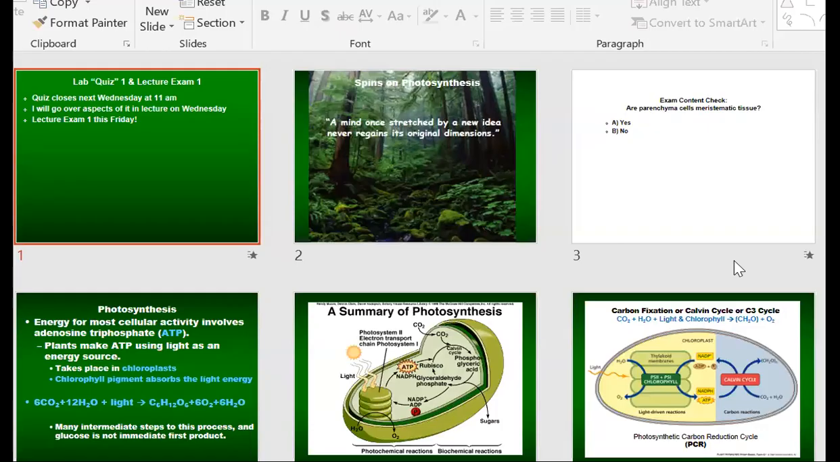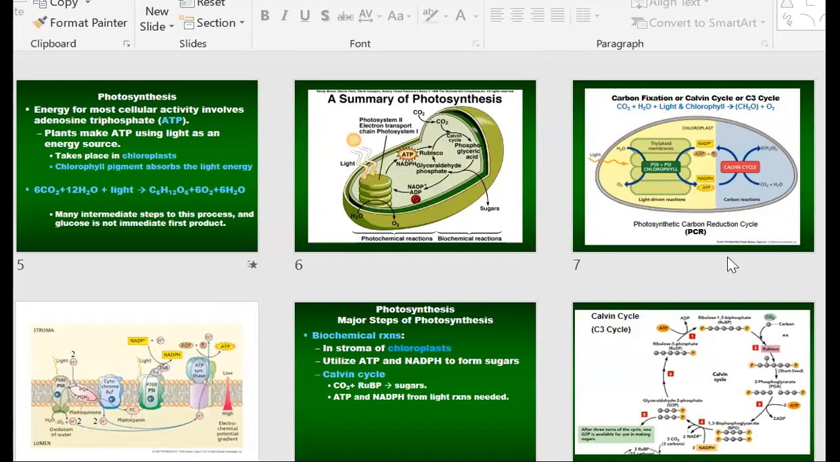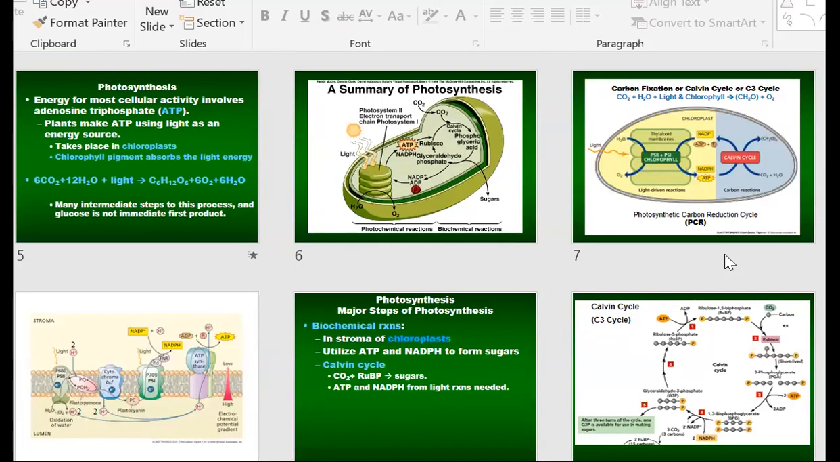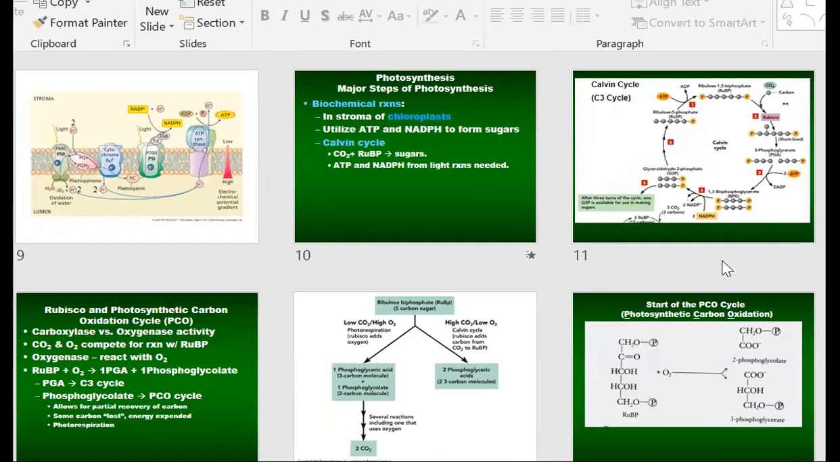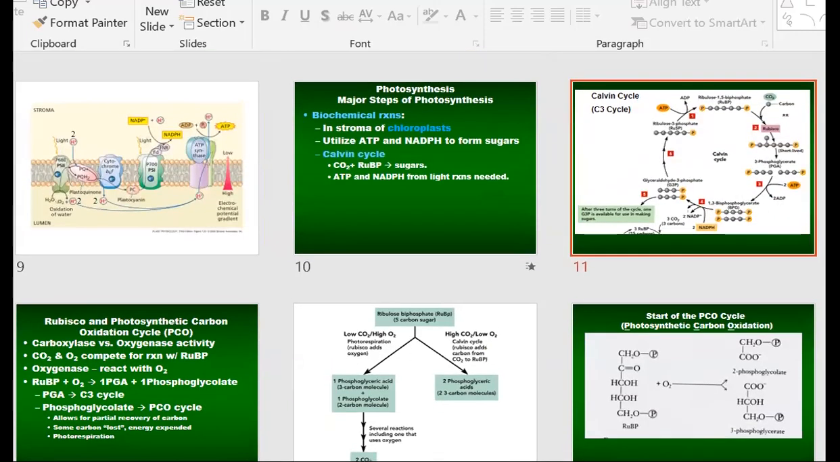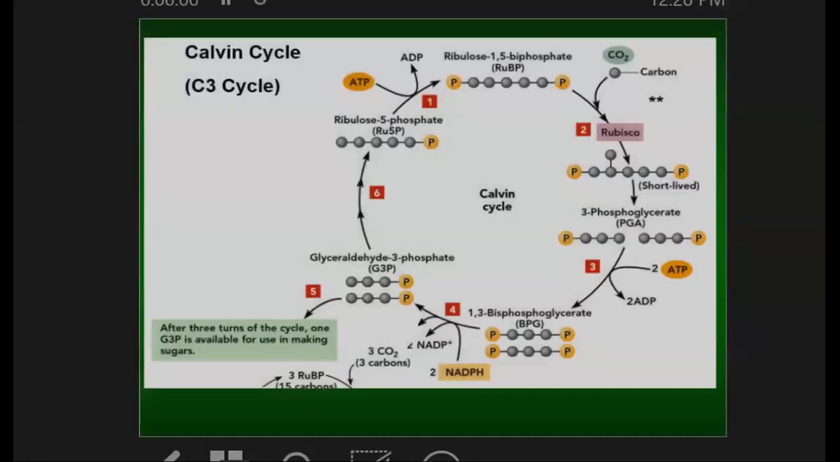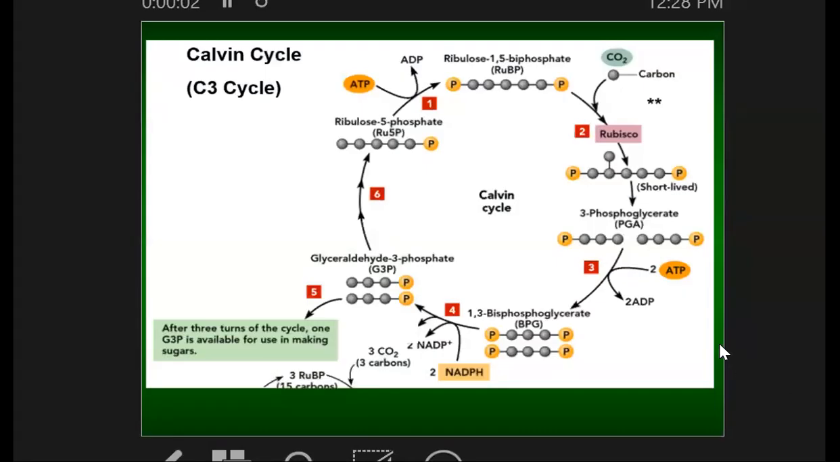Photosynthesis. All right, so we have worked through the light reaction basics, just the highlights. Then we went into the biochemical reactions that allow for sugar production eventually, but we really have been zooming in on the Calvin cycle, the C3 cycle. So we looked at that last week before the exam.